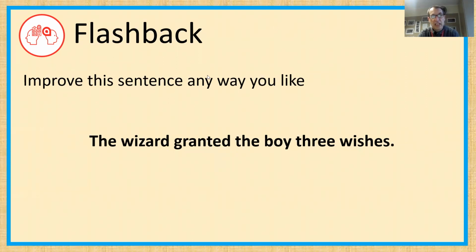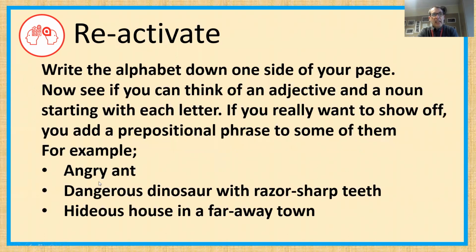Okay, moving on, the next thing I would like you to do is a reactivate. I would like you to do an alphabet reactivate. So on a clean page in your book, down the left-hand side, write the 26 letters of the alphabet. And when you have, see if you can think of an adjective and a noun that start with each letter. And then if you want to be really clever, for some of them, see if you can add a prepositional phrase to make one of those expanded noun phrases.